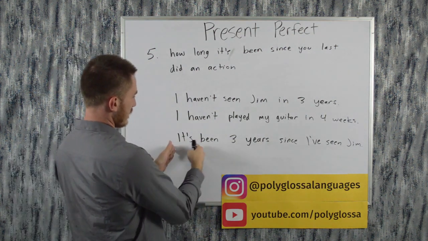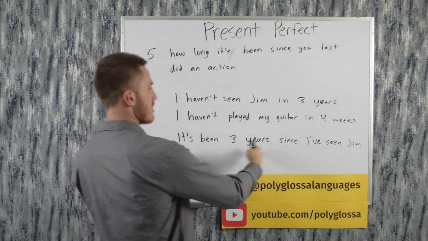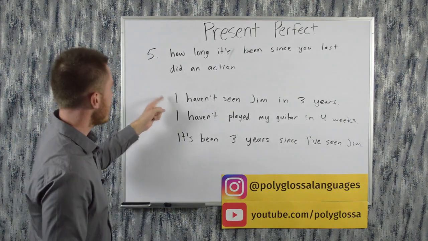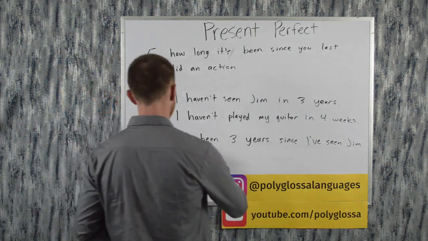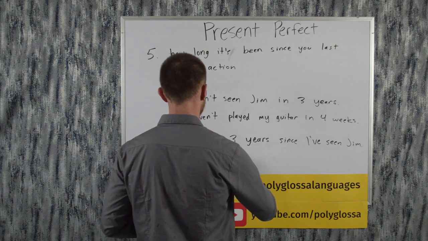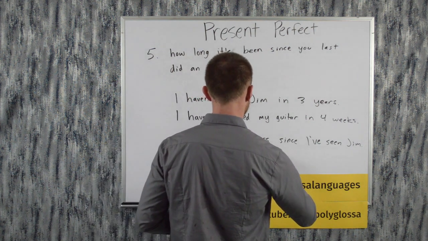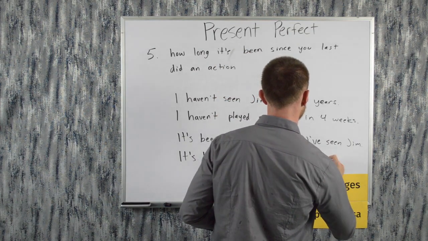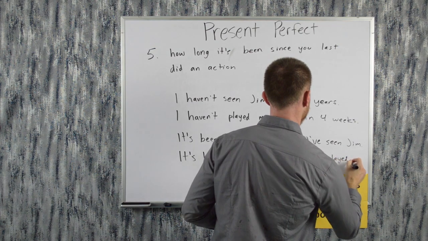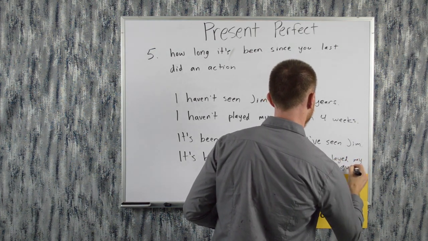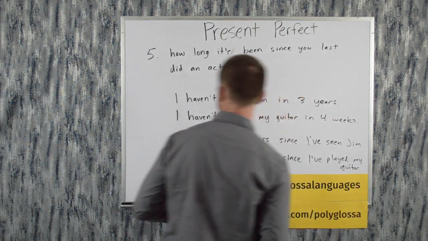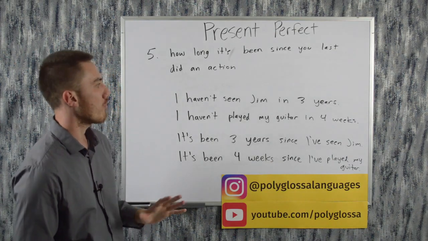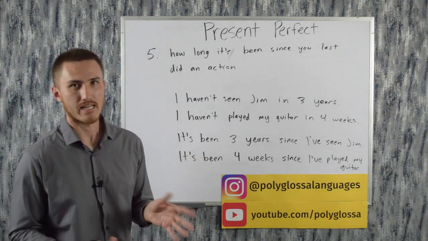Here, this is a contraction of it has been. It has been 3 years since I have seen Jim. So we have present perfect, present perfect. It means the same as this. Or I could say, it's been 4 weeks since I've played my guitar. So this sentence means the same thing as this sentence. I haven't played my guitar in 4 weeks. It's been 4 weeks since I've played my guitar.